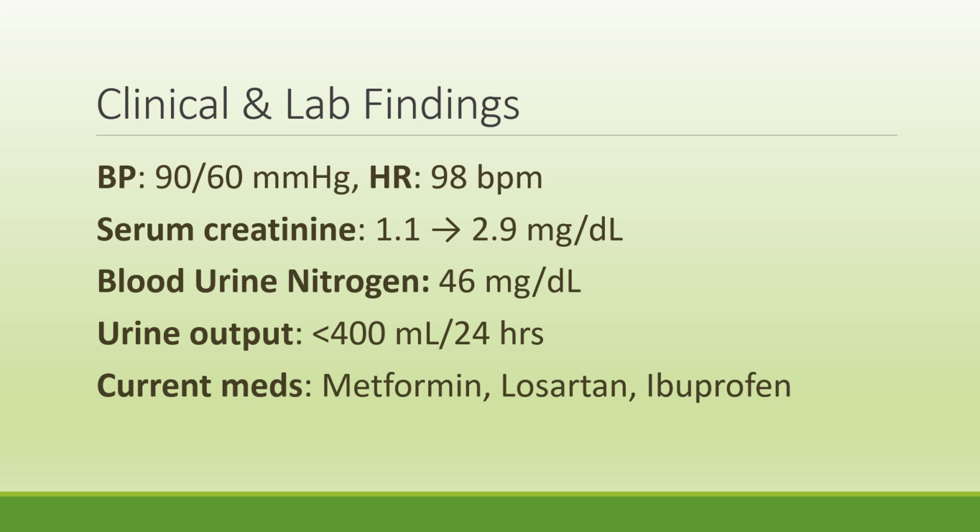Okay. On admission, Mr. S was hypotensive with a blood pressure of 90/60, and his heart rate was 98 beats per minute. Lab reports show a rising serum creatinine from a baseline of 1.1 to 2.9 milligrams per deciliter over 2 days. His blood urea nitrogen is 46 milligrams per deciliter, and urine output has dropped to less than 400 milliliters in 24 hours. He is currently on metformin, losartan, and ibuprofen. Pause the video and find the clinical issues.